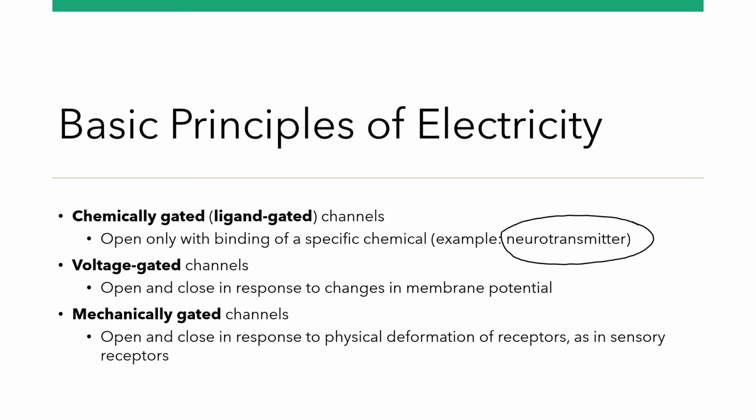Voltage gated channels will only open when a specific voltage happens. So if there's a change in the membrane potential, if it gets more positive, then these channels will open, but only when the membrane potential has changed because of a change in the voltage. The last is the mechanically gated channel, which opens in response to some type of physical deformation. Something is going to bind to them that will cause them to deform and will allow them to open up.